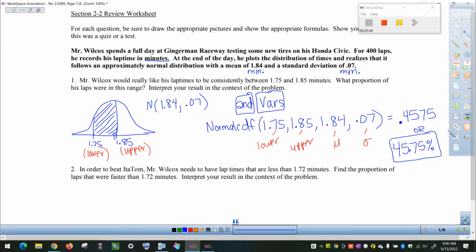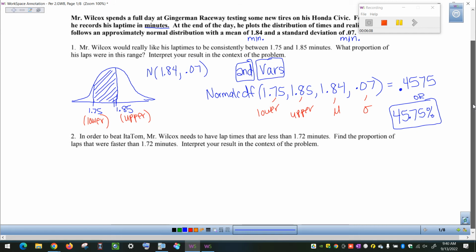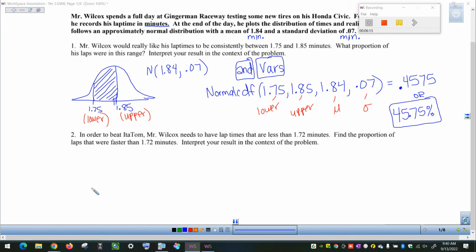Okay, we're going to look at some different scenarios. There's some different types of pictures as we saw yesterday, and so we're going to see how that will slightly change what we're typing into the calculator. So in order to beat Ida Tong, Mr. Wilcox needs to have lap times that are less than 1.72 minutes. We're going to find the proportion of laps that were less than that time.